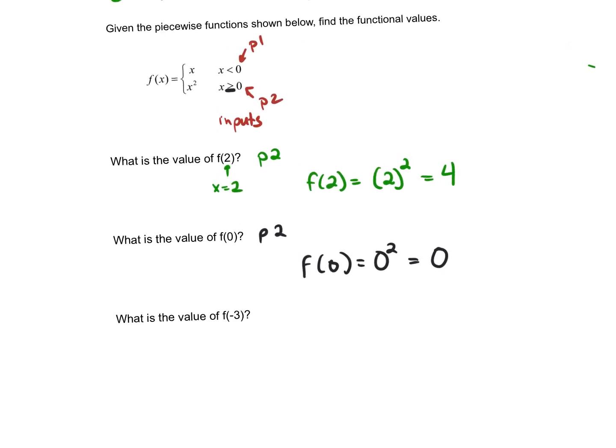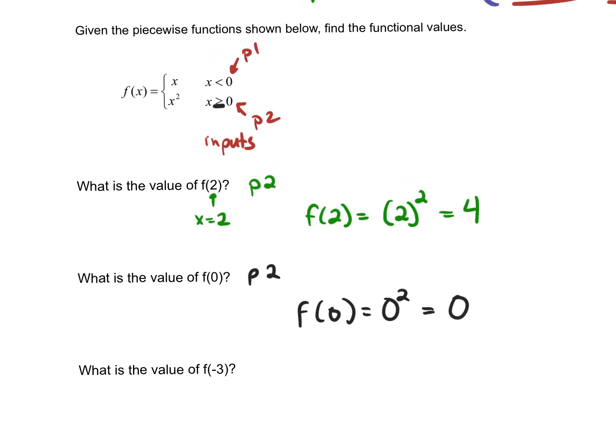Finally, for the last one on this problem, it says what is the value of f of negative 3? Well, negative 3 is definitely less than 0, so for this one, it's going to go into piece 1. Now, piece 1, it says f of negative 3, I'm going to plug it just in for x. Well, if you just plug in x for x, it just becomes whatever the x was. So in this case, negative 3.